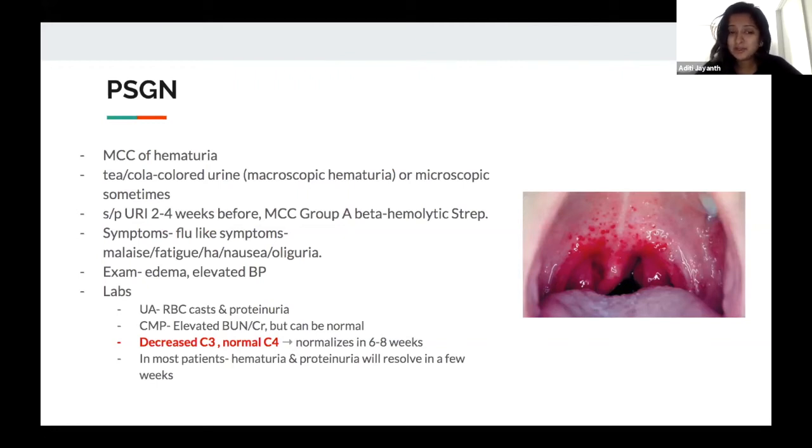However, in most patients, the hematuria and proteinuria will resolve in a few weeks, so you can treat them more symptomatically. And we'll talk a little bit later in the presentation about when to refer to the nephrologist, or things that would make you concerned that they need a little bit more than the usual: go home and follow up with your PCP.